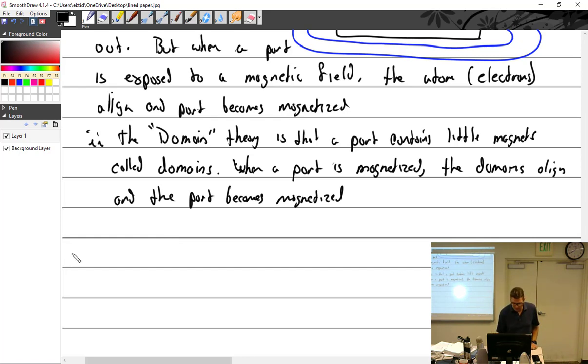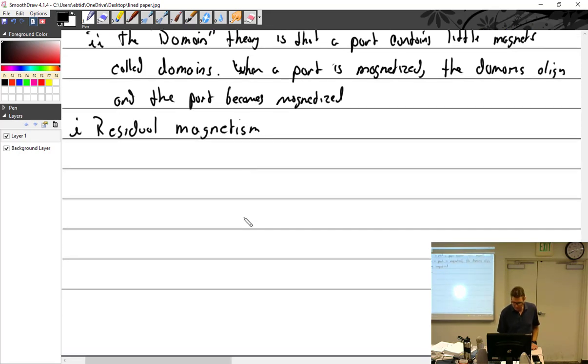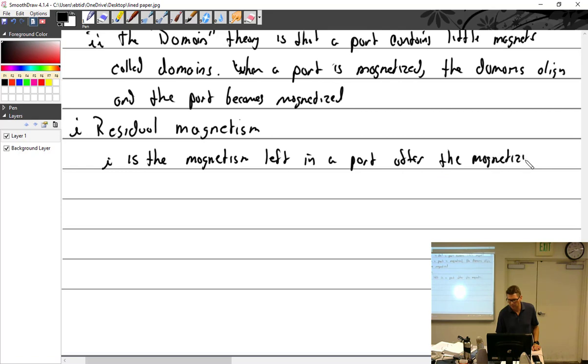All right, let's talk about some magnetism terms here. Residual magnetism. Well, that's just like the name sounds. It's what's left over. It is the magnetism left in a part after the magnetizing force is removed.